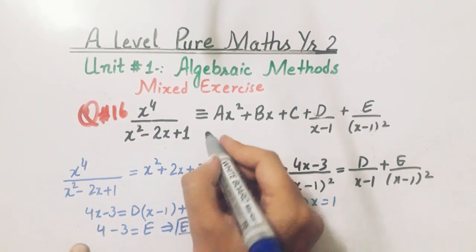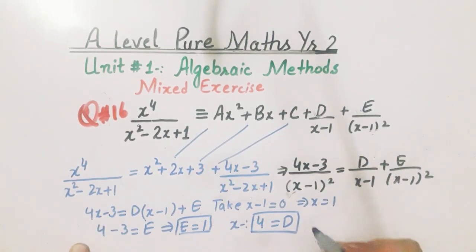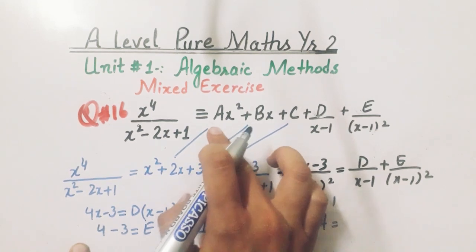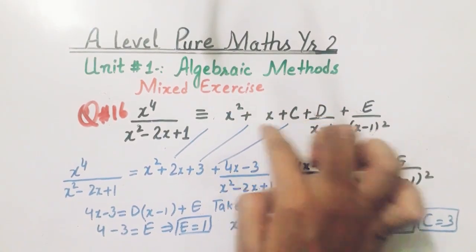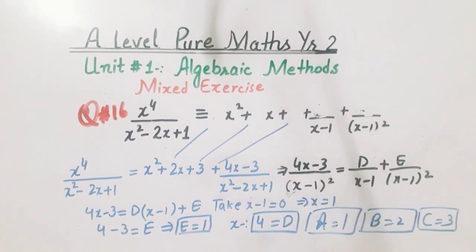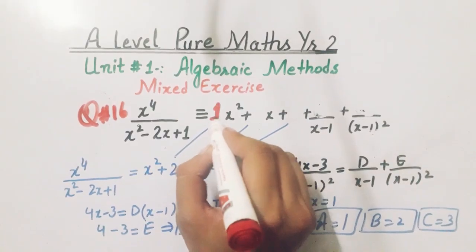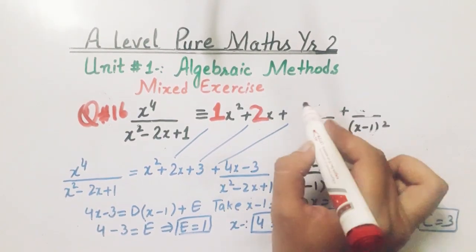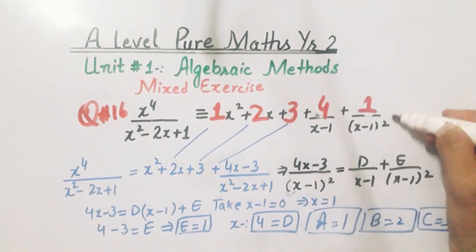Now the value of a is found by comparison of these values. So a equals 1 from x², and bx equals 2x, which means b equals 2 and c equals 3. So we will substitute these values to write the final answer. So a is 1, b is 2, c is 3, d is 4 and e is 1. So this will be the answer.